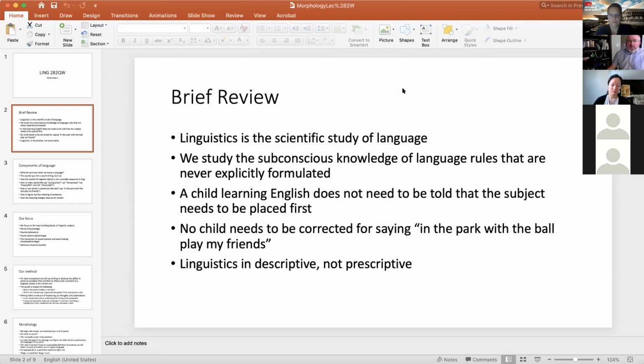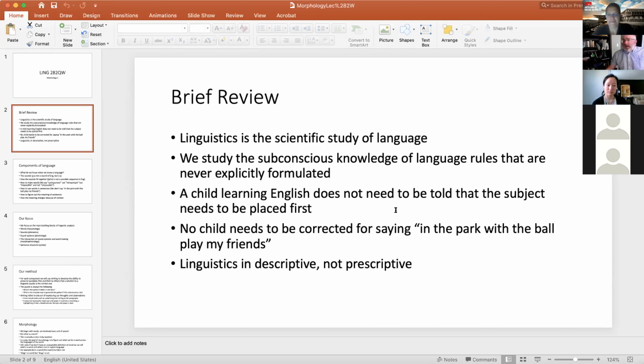When we're talking about studying language as linguists, we're talking about studying this very fundamental knowledge faculty that humans have. And I say fundamental because a child learning the English language, for example, does not need to be told that the subject of a sentence needs to be placed first. They pick that up very quickly. And at the same time, a child learning Greek knows very quickly that you don't need to put a subject in a Greek sentence because the verb covers that information.